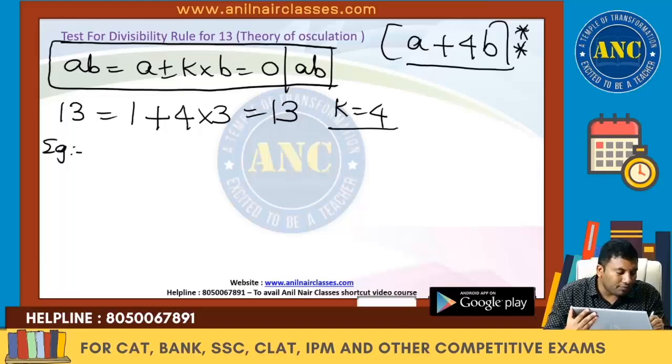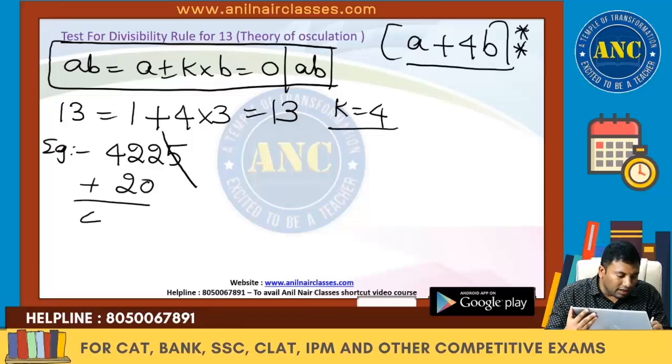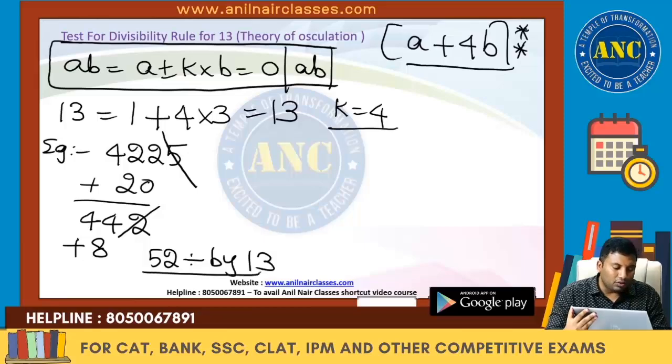Example, 4225. Take the unit digit, multiply it 4 times. 5 4s are 20. Add it to the remaining part. The remaining will be 442. Take the unit digit, multiply it 4 times. 2 4s are 8. Add it to the remaining part, 52. 52 is divisible by 13. So 4225 is divisible by 13.